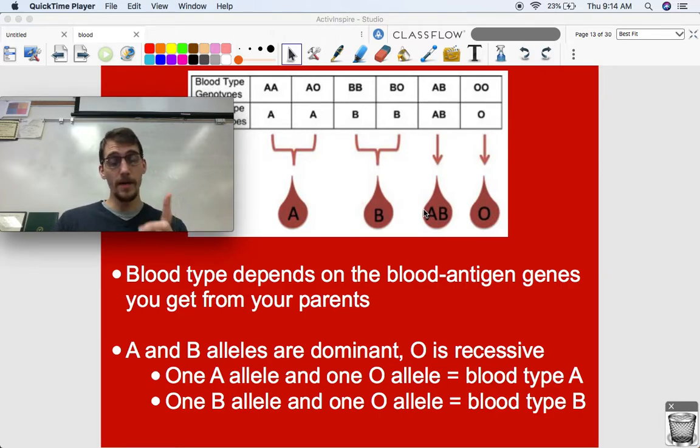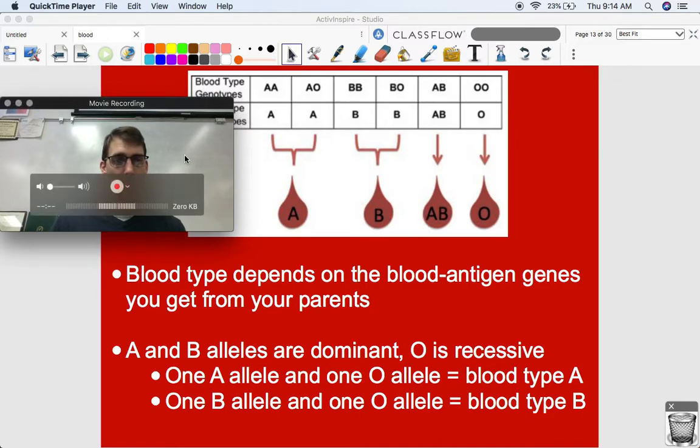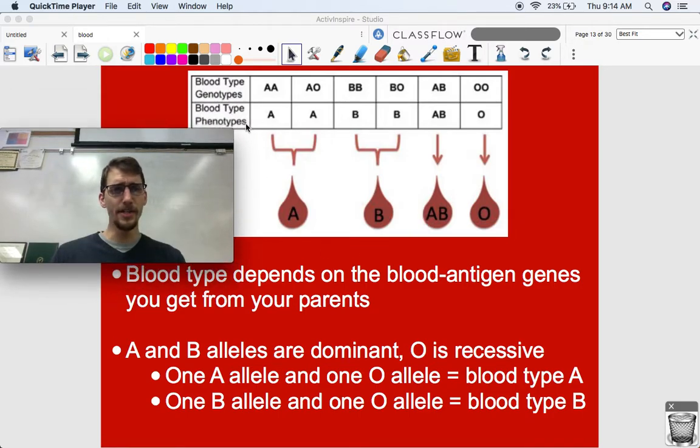You get one from mom and you get one from dad. Both of those alleles together make up what's called your genotype, and your genotype determines your phenotype. In this case, the phenotype is what kind of antigens your blood cells have. So take a look at this diagram up here. Here's genotype and phenotype.